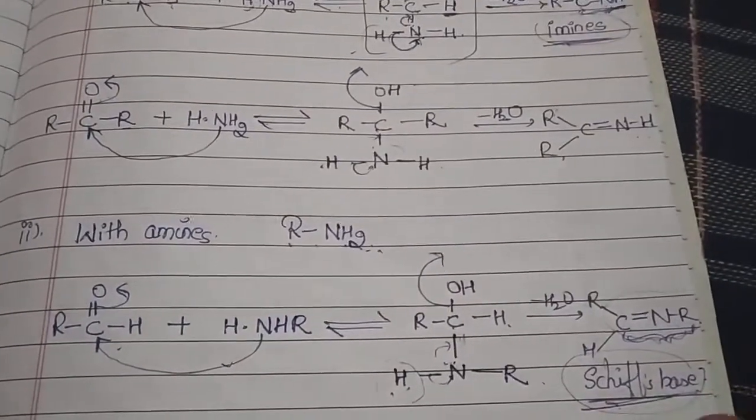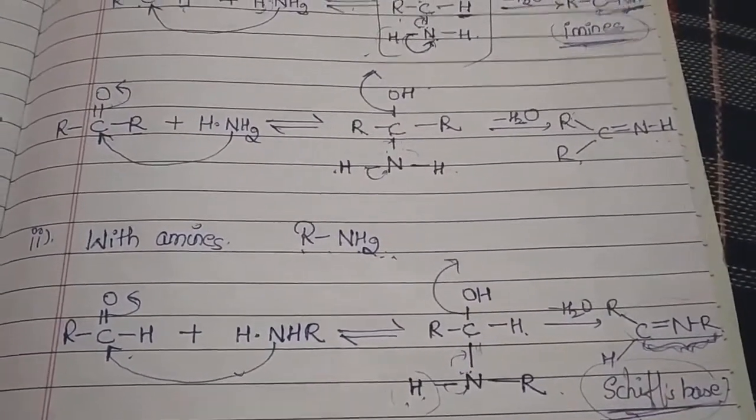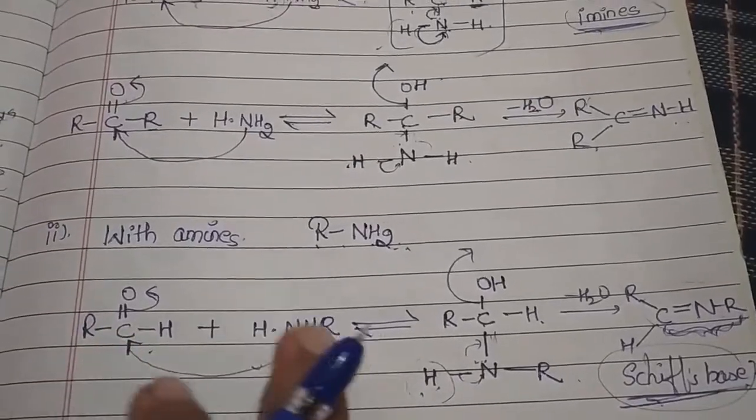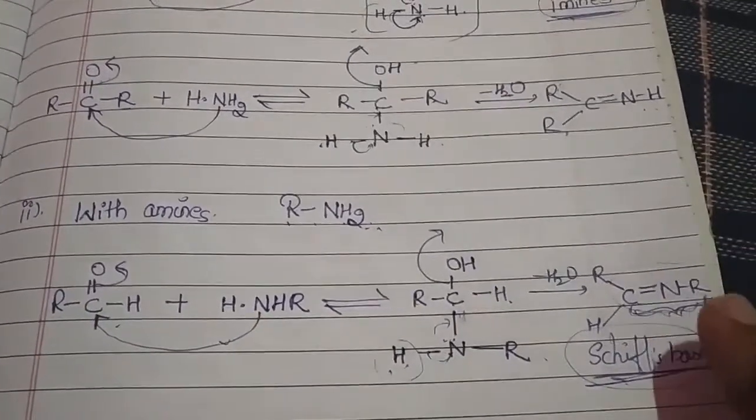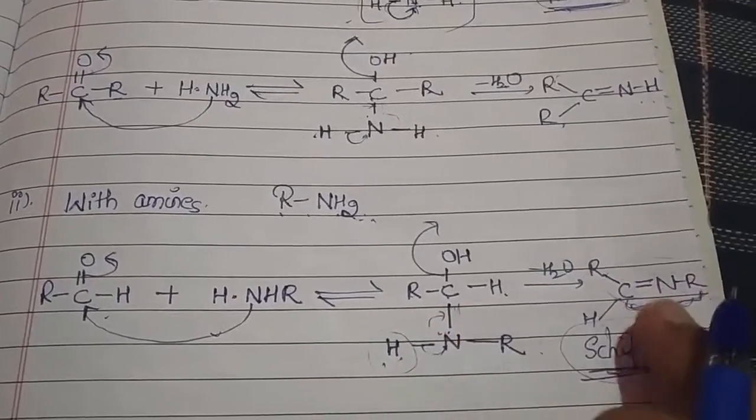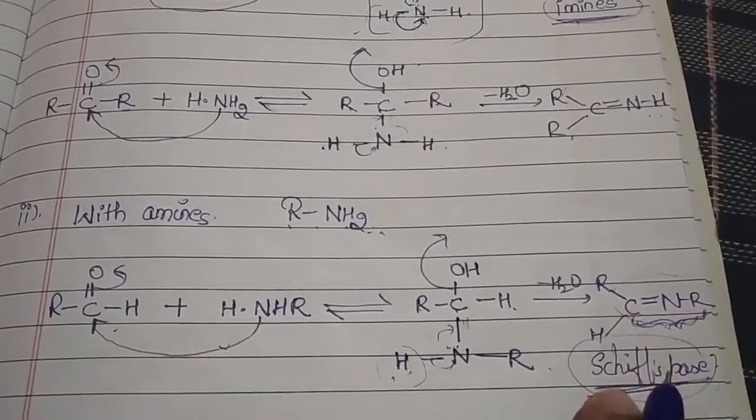You can just see how we are obtaining it in the simplest way. Whenever you are treating your carbonyl compounds with your amines, after dehydration of the intermediate, the final product you are getting is a Schiff's base.